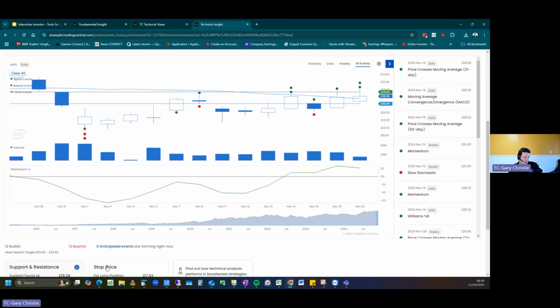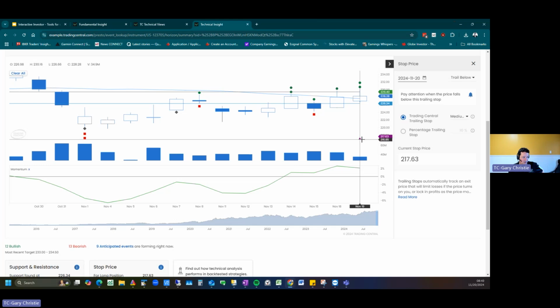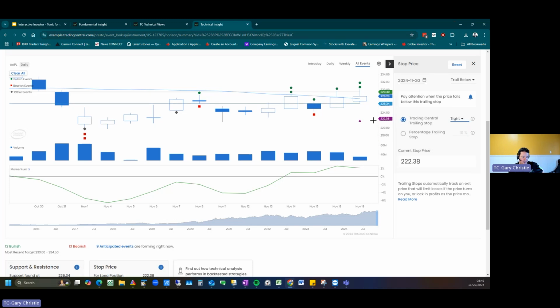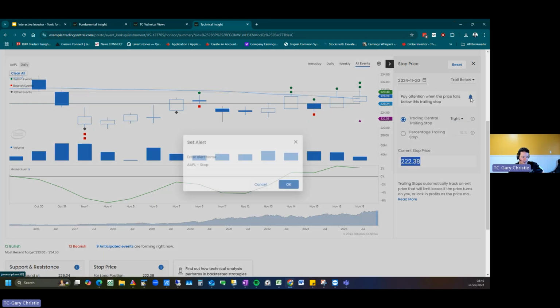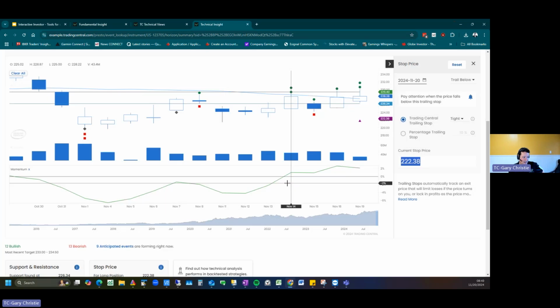And then I can also have a stop price, this little purple diamond, which I can also change. I have a Trading Central trailing stop, medium, loose, or tight. If I do it tight, it brings it right up to a major support level, 222 in this case. And I can also change that and set an alert. If I set an alert, I can add the alert, Apple stop, click OK. It's gone to the alert center that fast. That's what I want to share with you today is how fast this product is to create automated research, right?